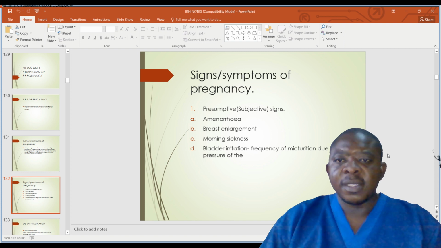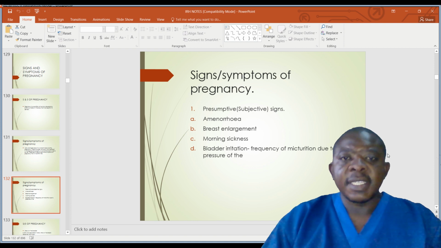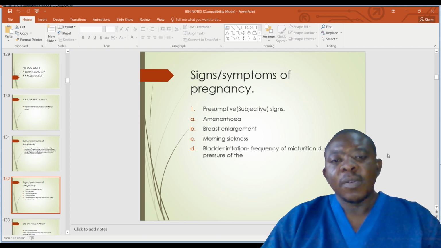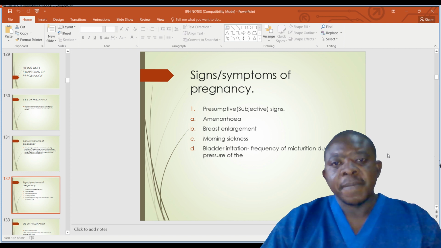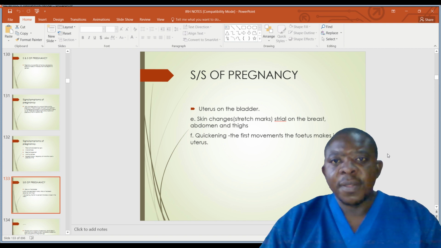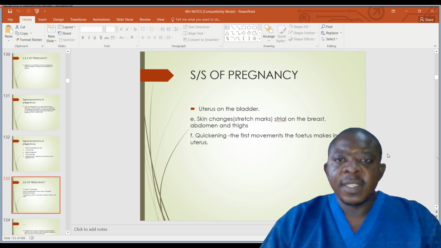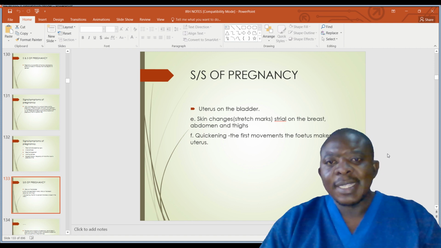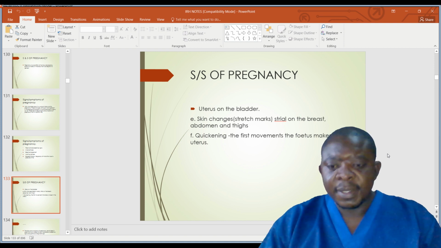This leads to frequent micturition due to pressure of the growing fetus in the uterus, as they are anatomically related in the same area with the bladder. So, uterus on the bladder, skin changes, stretch marks, striae on the breast, abdomen, and thighs. Quickening, the first movement the fetus makes in the uterus.